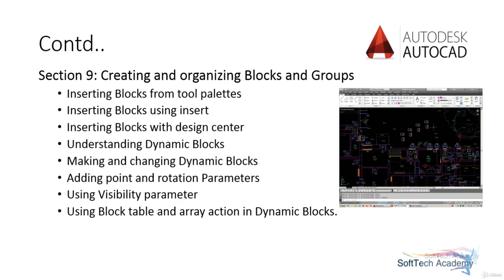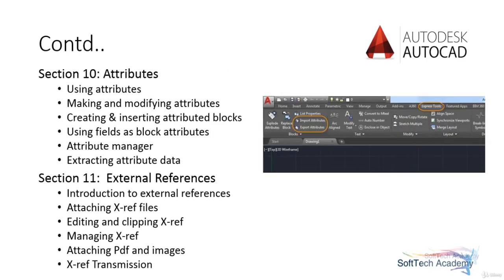Section 9 is creating and organizing blocks and groups. We will insert the blocks, move the blocks, change the properties and parameters, and also modify the visibility settings of those blocks. Section 10 is another important section of Autodesk AutoCAD, which is attributes. We will change the attributes, use fields as block attributes, and see all the features of the attribute manager.